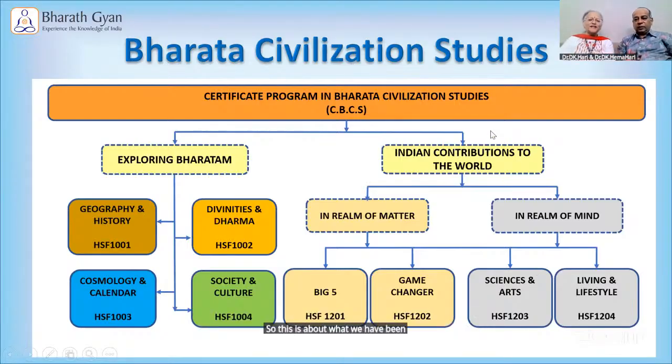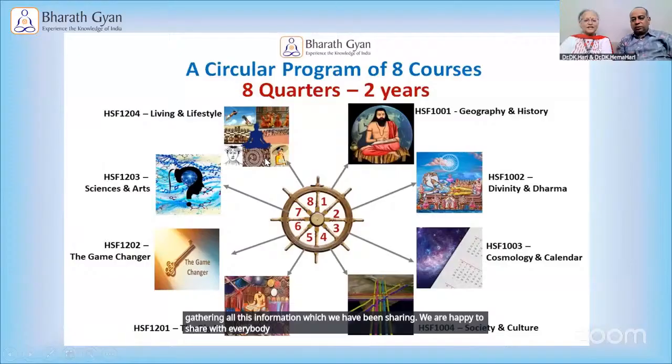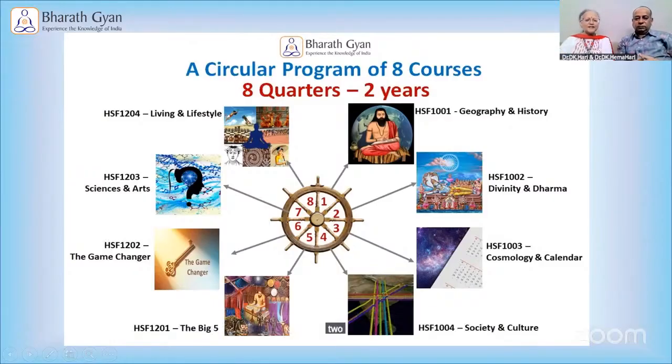We've been collating, we've been gathering all this information, which we have been sharing. We are happy to share with everybody. So these are the 8 quarters that you go through as a cycle. It's a cycle. So we just keep doing it over 2 years. And I think this is almost the fourth cycle or so that we are repeating.